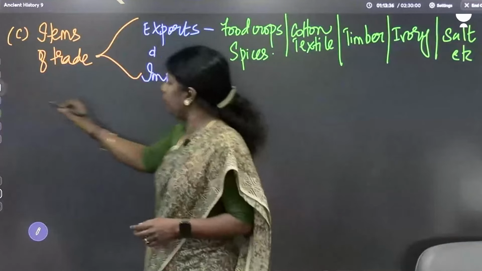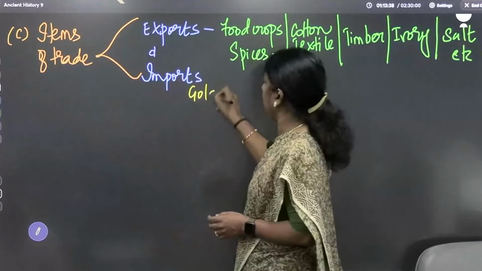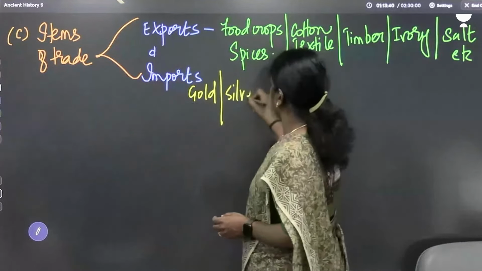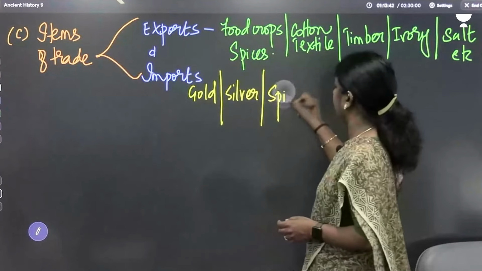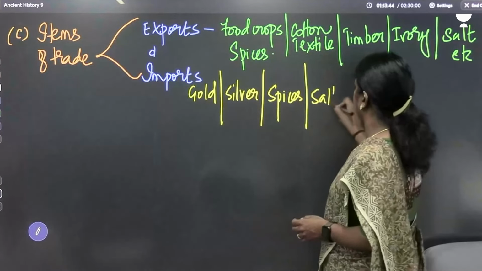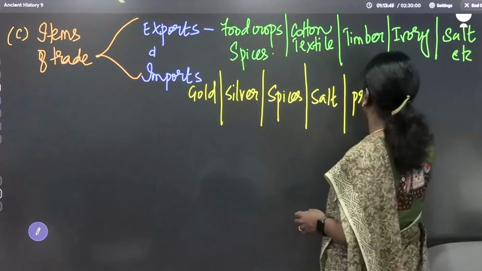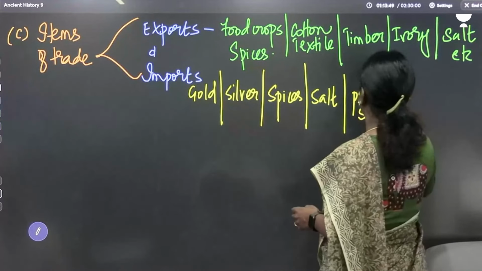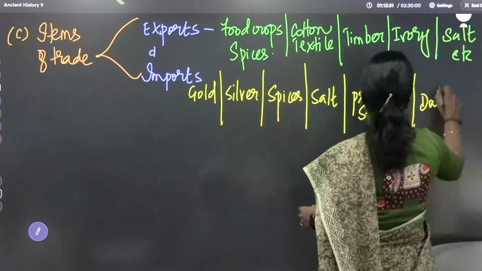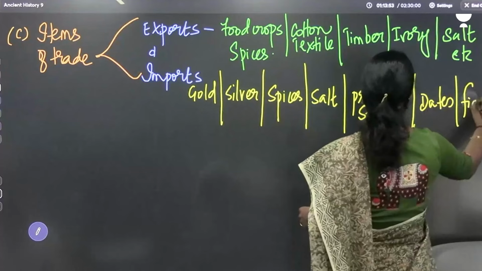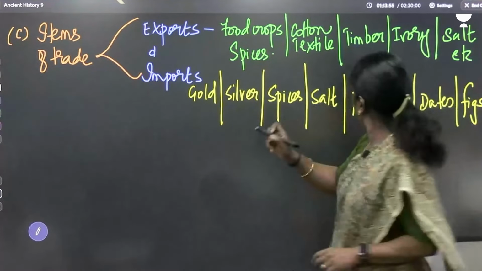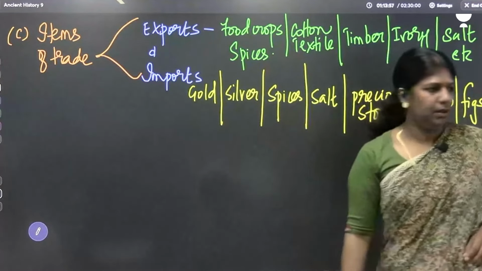What were the imports? Imports were gold, imports were silver, again imports were spices, imports were salt, imports were precious stones like lapis lazuli, imports were dates, imports were figs. Getting it? And imports, yeah, spices we've written. So are you getting it?